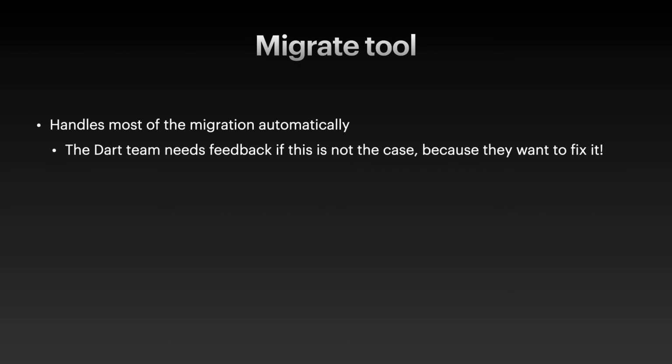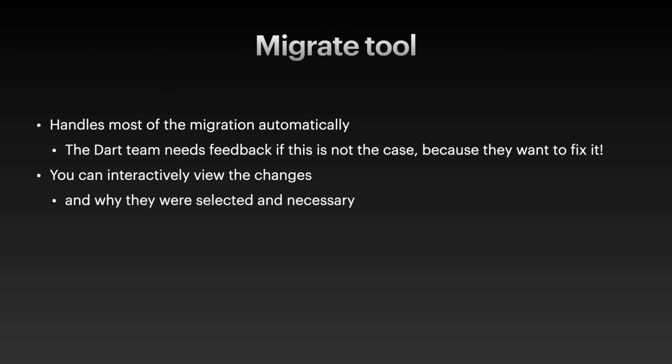Now, if for any reason during this part of the process something goes wrong, the Dart team insists that you give them feedback because they want this to be a painless part of the process and they want this to be an accurate part of the process. Very committed to this. Okay? So, it'll chunk through and it'll say we need a question mark here, we need an exclamation mark there. At required becomes required. A lot of the ones are pretty obvious that it makes the changes for, but it's done it by a detailed analysis of the code flow in your system. You can interactively view the changes and, of course, why they were selected and necessary.